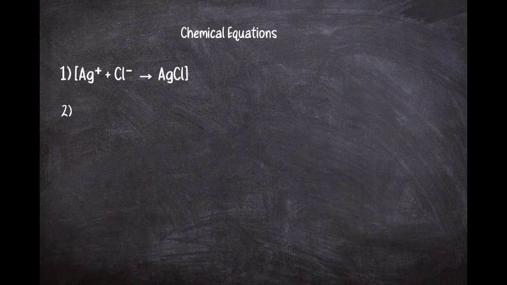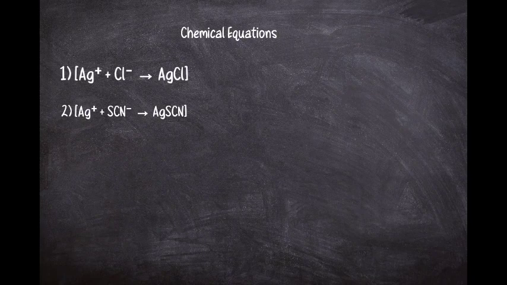In the next reaction, we introduce potassium thiocyanate into the solution. Silver ions react with thiocyanate ions, leading to the formation of silver thiocyanate as a precipitate. This reaction is essential during the titration process.